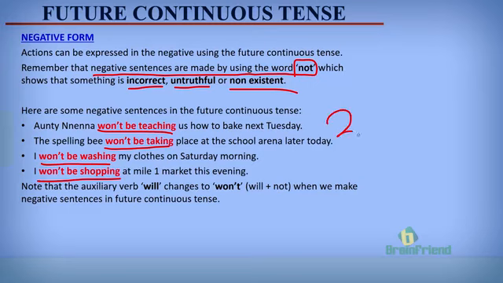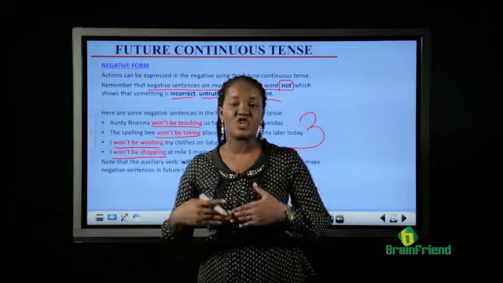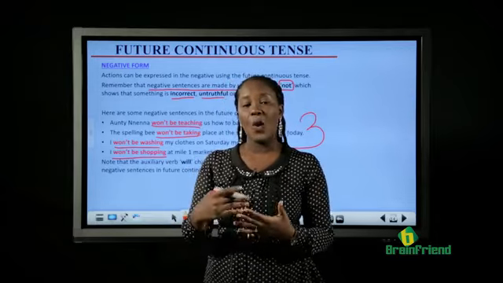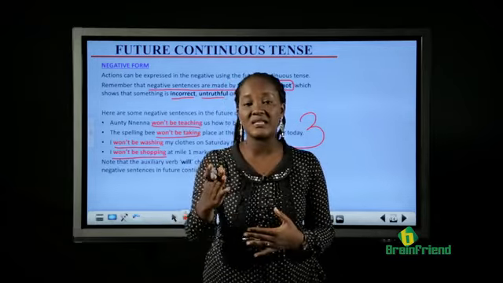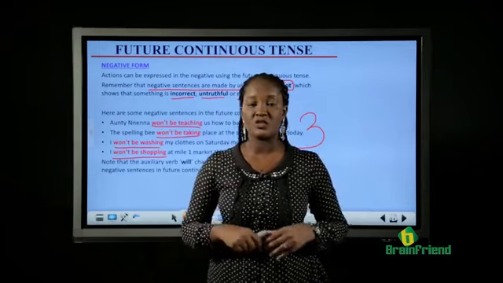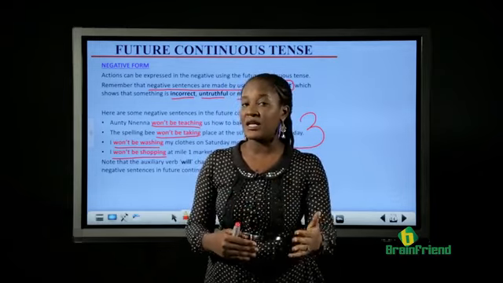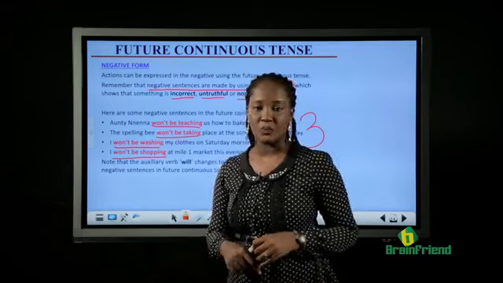So these are sentences in the future continuous tense, which are, of course, negative sentences. They just show that something or an action will not be taking place at some point in the future, or something will not be happening at some point in the future.